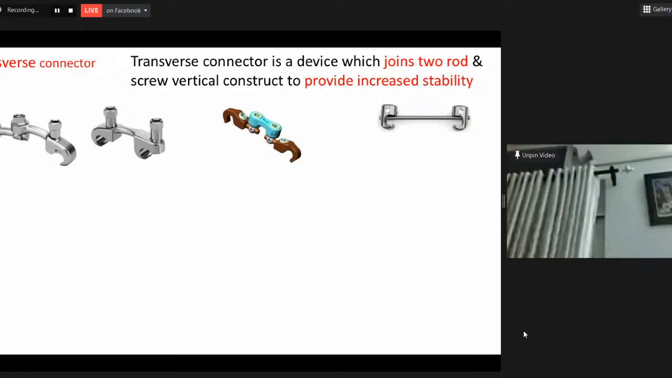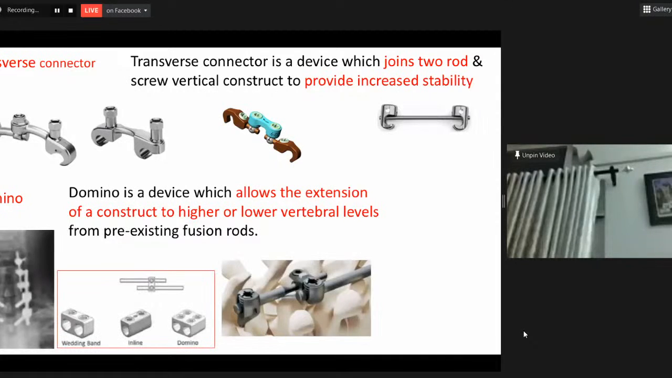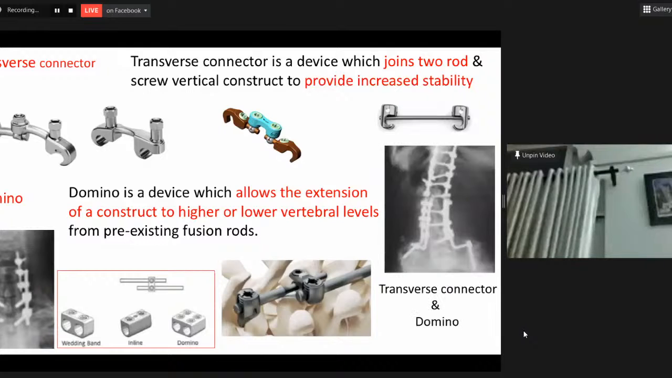So you can see there is a variation. This is actually attached to the two parallel rods. Now, what is a domino? A domino is a device which allows the extension of a construct to a higher or lower vertebral level from pre-existing fusion rods. You can see here, this may be of the end-to-end variety, or it may be the side-to-side variety. So both have been seen. Now in this example, if you see, there is a transverse connector also, and there is a domino also which has been used.